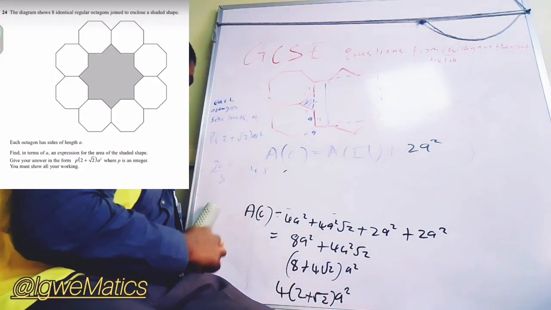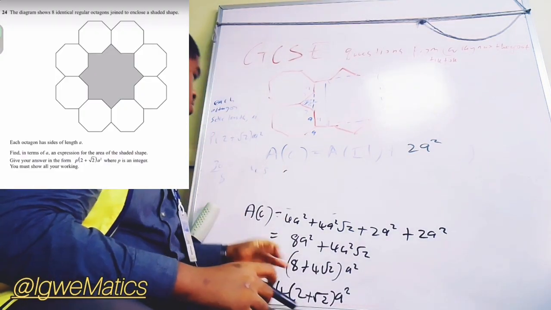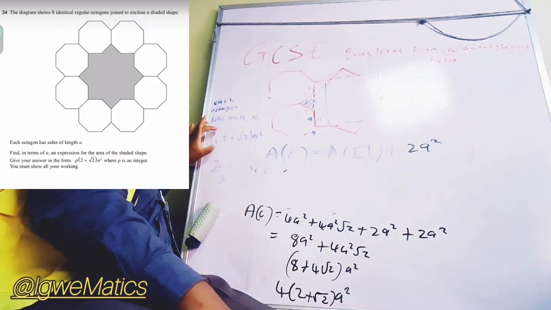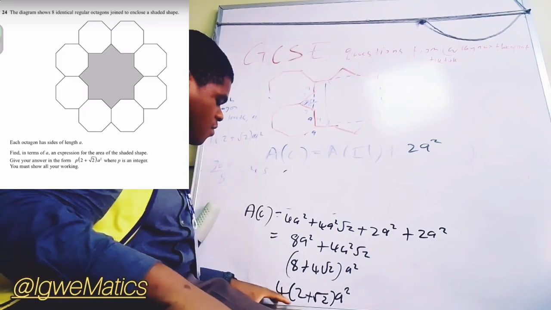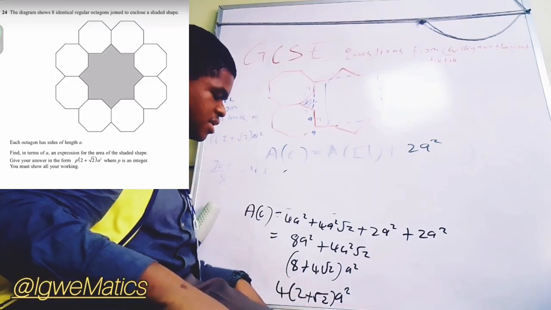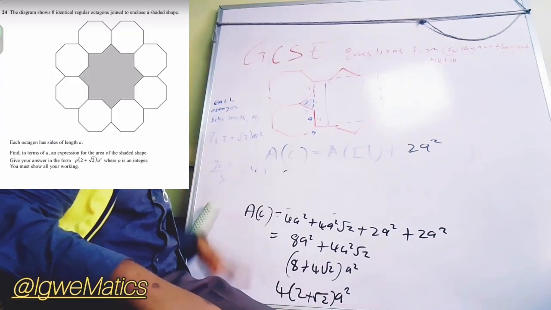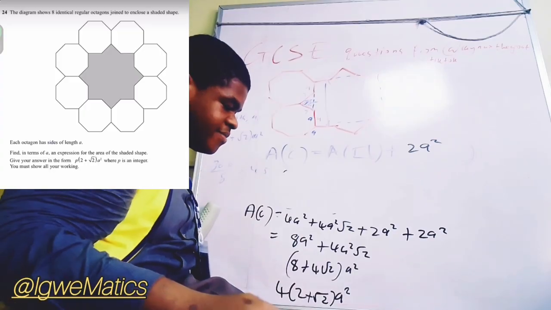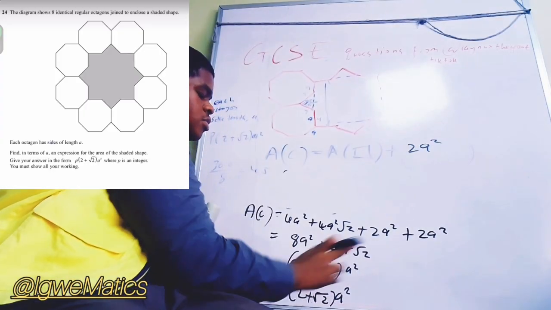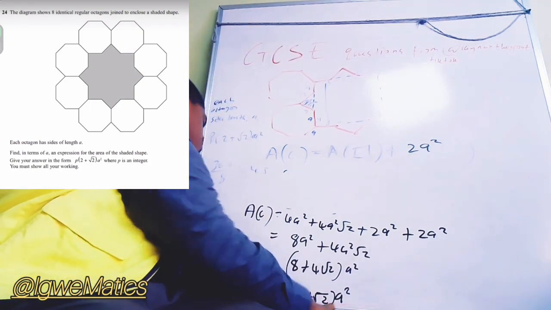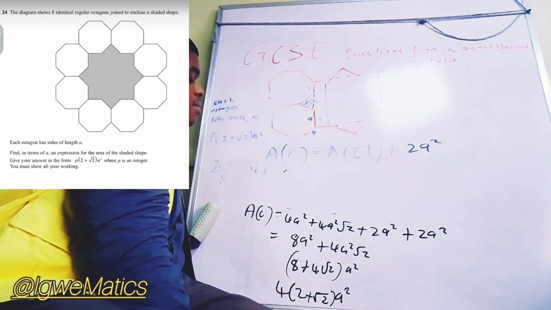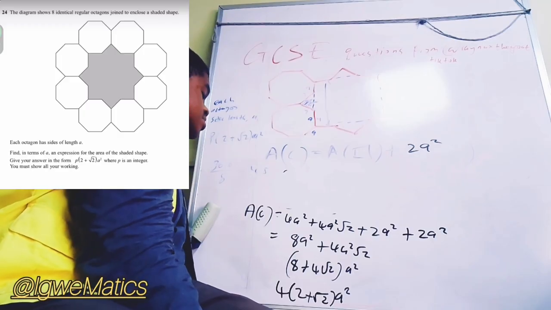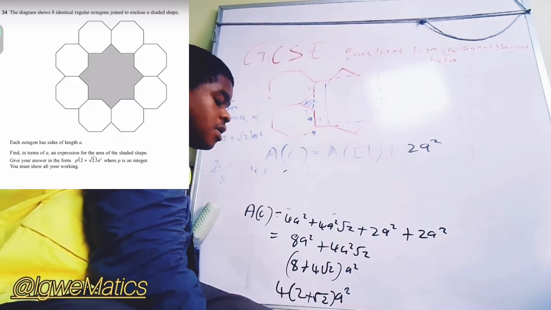And as you can see, this is now in the form that was given in the question. The question says P times 2 plus root 2 times A squared. And here we have 4 times 2 plus root 2 times A squared. So our P is just equal to 4. But they didn't ask us to find P, they just told us to put it in this form. So this is your answer: 4 times 2 plus root 2 times A squared unit squared. Don't forget your units. They did not tell us the unit, so unit squared.